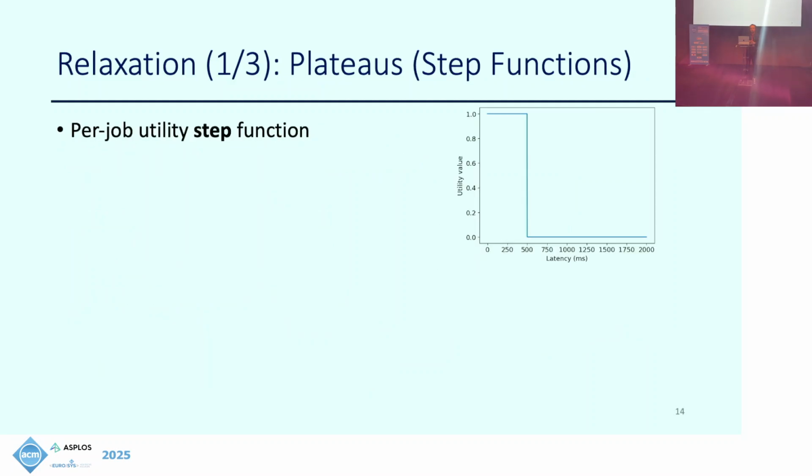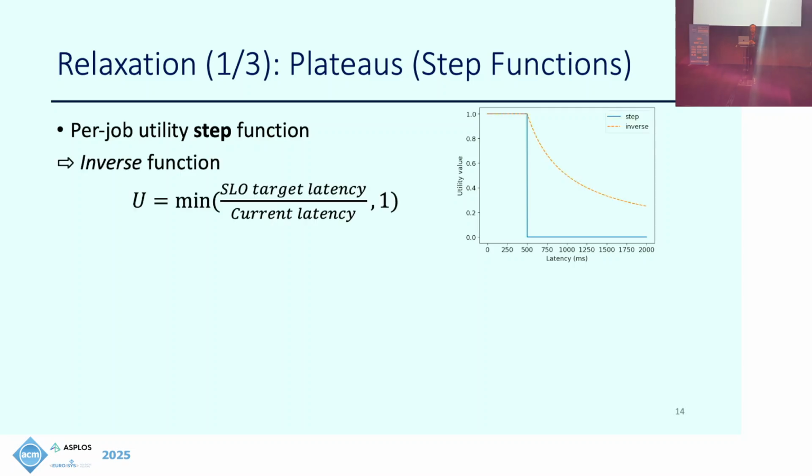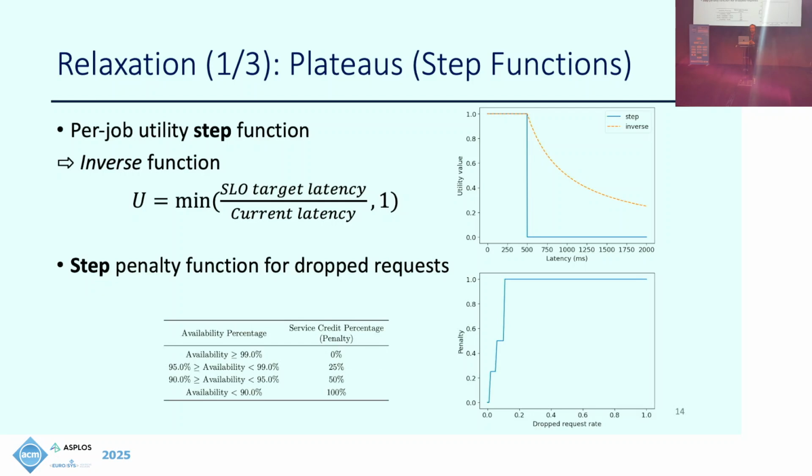Given the per job step utility function, instead of having a vertical drop, we can write an inverse utility function that gives you the dotted line there. And that's kind of like the SLO, it's okay. And it eliminates that vertical drop. If you have a penalty function that has multiple steps, we can use a linear approximation, and that eliminates the step and makes it differentiable as well.